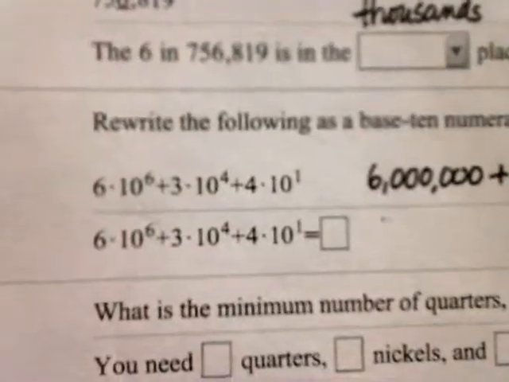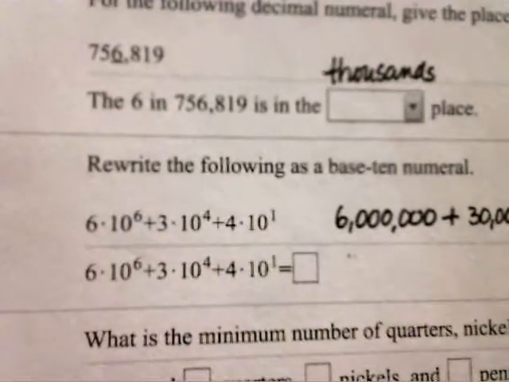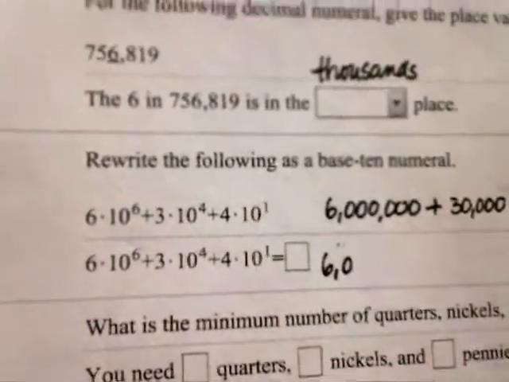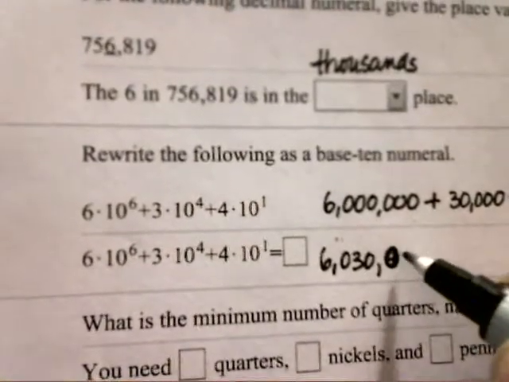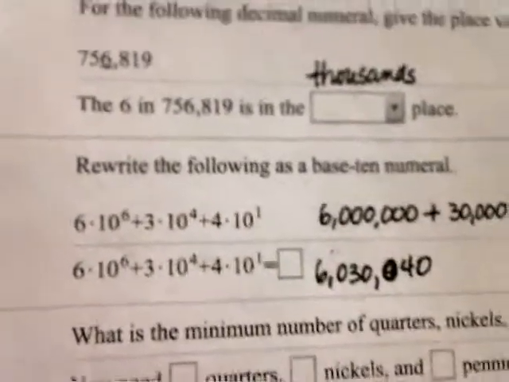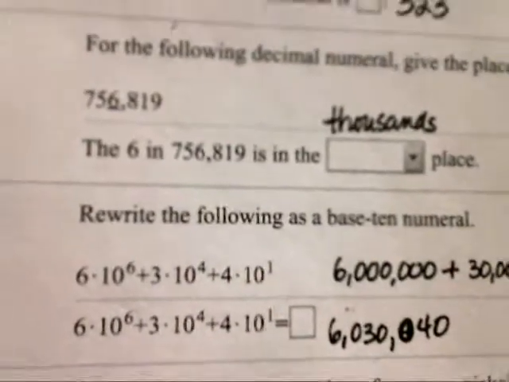So 6 times 10 to the 6 plus 3 times 10 to the 4th plus 4 times 10 to the 1 would be 6,030,040. By the way, that's the 0 there.